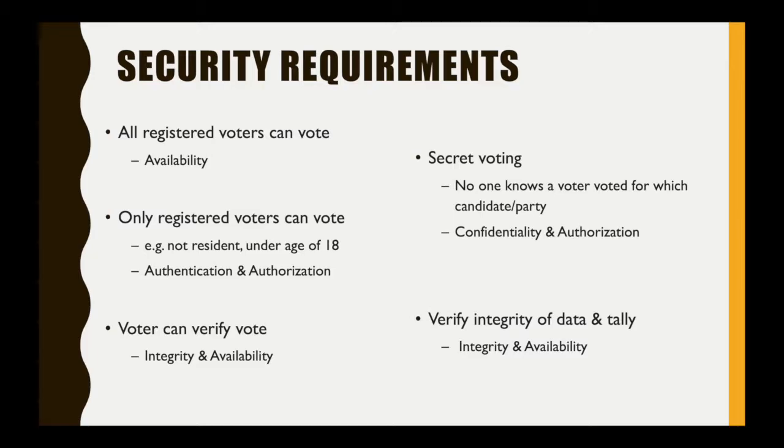First, we must ensure that all registered voters can vote, and only registered voters can vote. A voter should be able to verify his or her own vote after voting. The system must keep the voting data secret so that no unauthorized actor has access to the votes, and no one should know which candidates or parties a certain voter voted for. It is also critical to verify the integrity of the vote data and ensure the votes are tallied correctly.